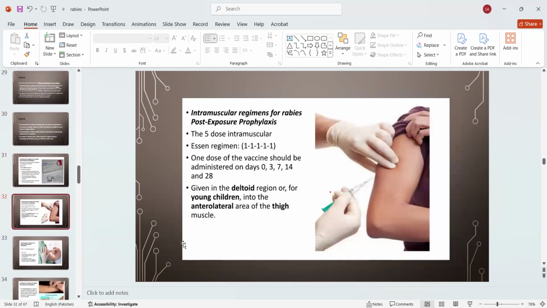The intramuscular regime for the rabies post-exposure prophylaxis, the 5-dose intramuscular regime. One dose of vaccine should be administered on days 0, 3, 7, 14, and 28, given in the deltoid region, or for young children into the anterolateral area of the thigh muscle.